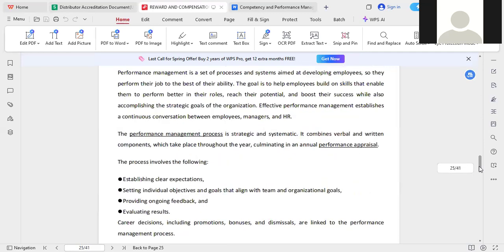So we said performance management is a set of processes and systems that is aimed at developing employees so they perform their job to the best of their ability. The goal is to help employees build on their skills and enable them to perform better. That is the essence of carrying out performance management.